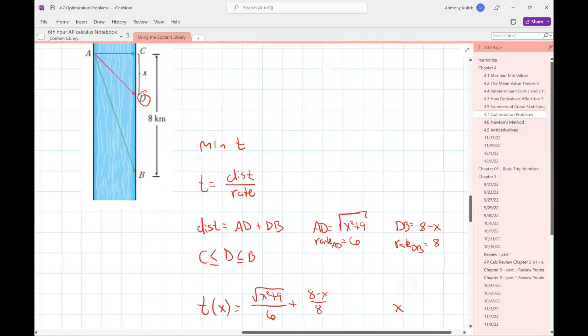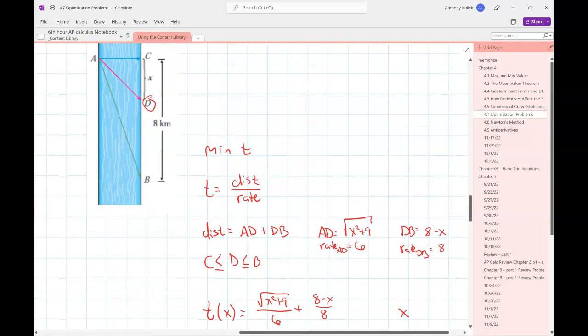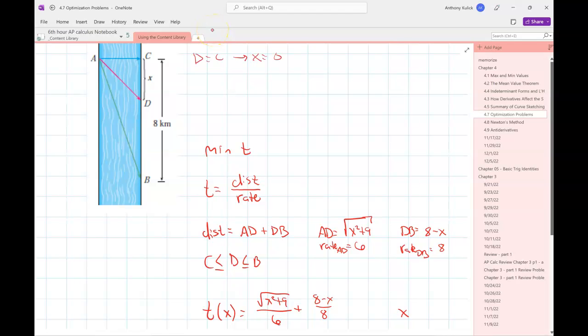Okay, what's the domain for x going to be? Or the domain for t of x, I should say. What are the acceptable values for x? Well, what happens if D is equal to C? X would be 0. And what would happen if D was equal to B? X would equal 8. So that's going to be my domain, right? 0 to 8. You guys happy with that? Okay.